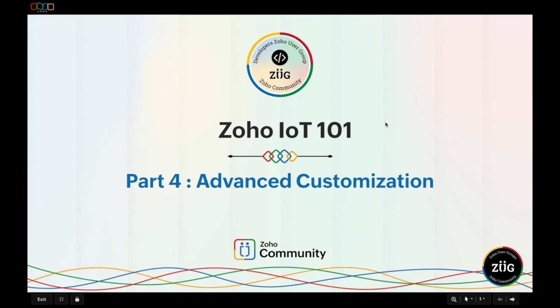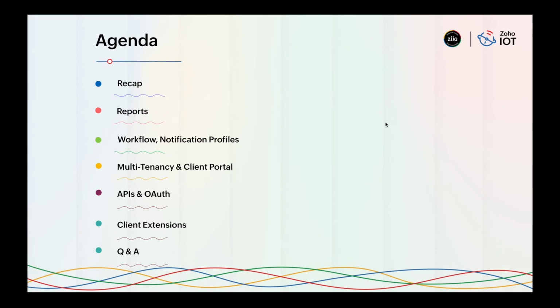So the next one is part 4 today. So we would cover the advanced customization. So the agenda would be like this. First, a short recap about the previous sessions, and then we'll jump on to analytics and reports, and then workflow, notification profiles, schedules, and multi-tenancy, how multi-tenancy is handled, along with client portal.